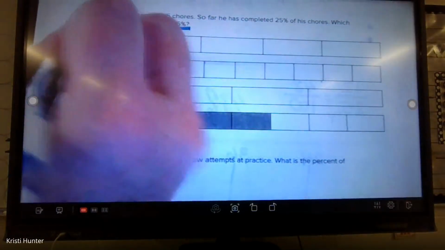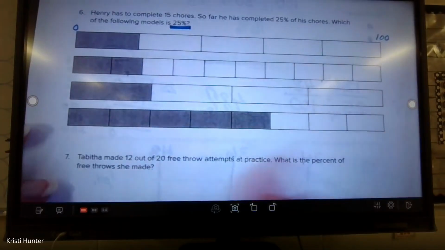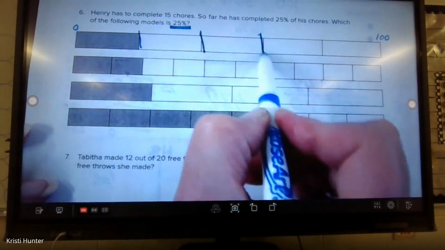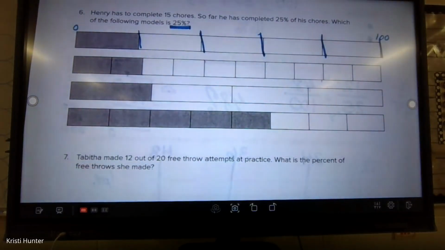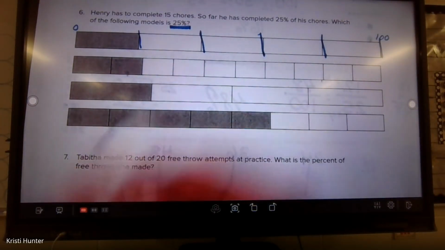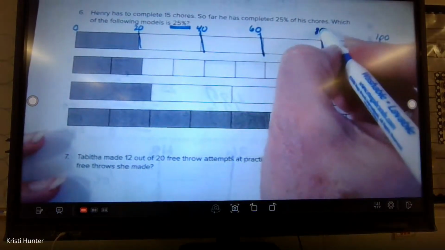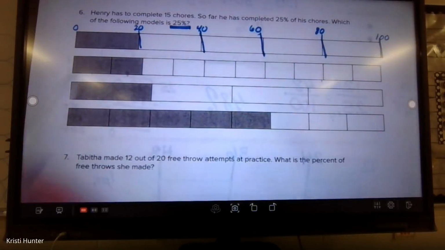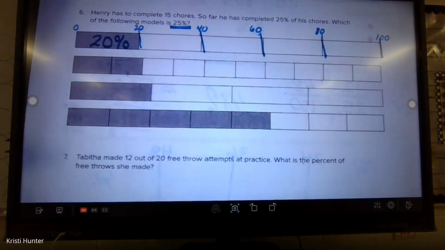Well, remember, on a bar diagram, the ends are 0 to 100. So when I look, there are 1, 2, 3, 4, 5 things to count by to get me to 100. So remember when I counted 100 to 100, trying to get 5 spots, that's when I counted my 20s. 20, 40, 60, 80, 100. So this box would be 20%. So that's not going to be our correct answer. All right, let's check the next one.